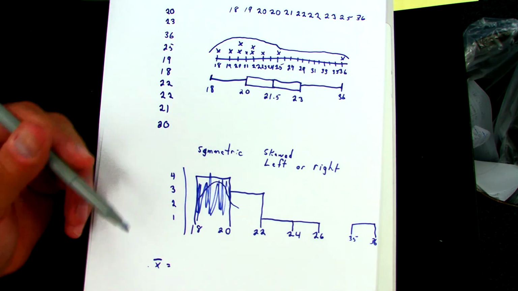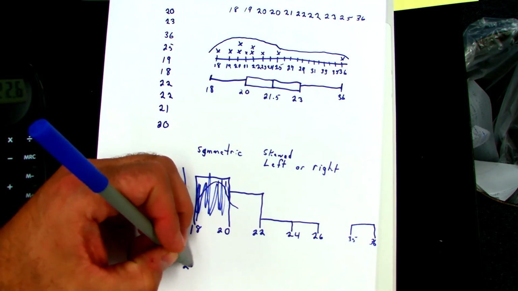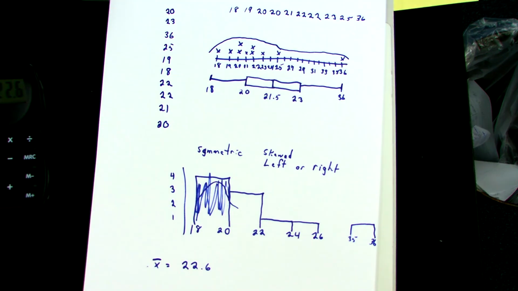So for the mean for this problem, I'd add them all up. Right, 18 plus 19 plus 40, because that's 20 twice, plus 21, plus 44, because that's 22 twice, plus 23, plus 25 plus 36, divided by 10, and I get 22.6.